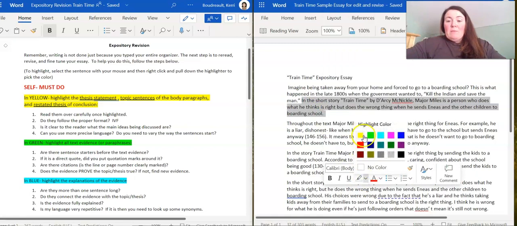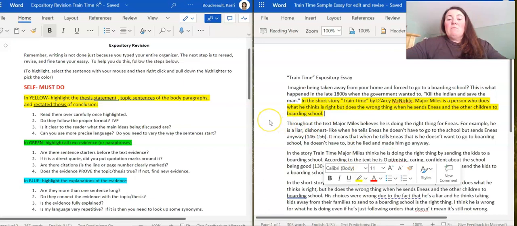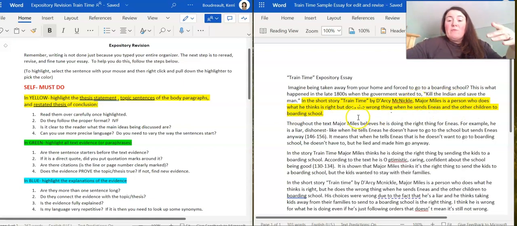So I'm going to take my little pen, I'm going to turn it yellow, and there you go. I think it's a pretty good introduction. Throughout the text, Major Miles believes he is doing the right thing for Aeneas. So we know when it's happening, we know who we're talking about, the verb will be believes, and he's doing the right thing. And that goes along with this first point up here, where they say Major Miles is a person who does what he thinks is right.